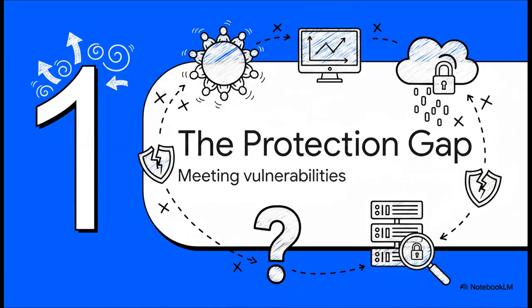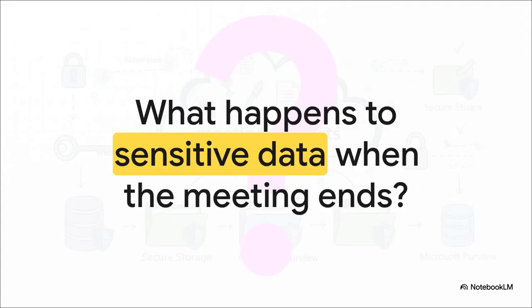The Meeting Protection Gap. Let's pinpoint exactly where sensitive meeting data is literally slipping through the cracks before we look at the fix. Now, I want you to really think about this. You've got this lockdown, highly secure session, right? You've restricted the lobby, disabled chat copying, maybe even flipped on end-to-end encryption. But what happens to all that highly sensitive data the second the meeting ends?